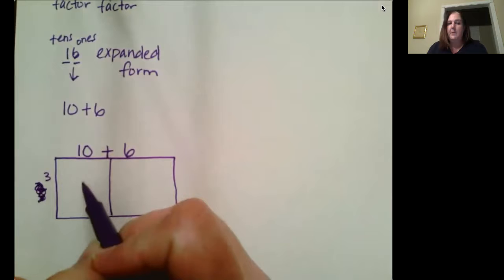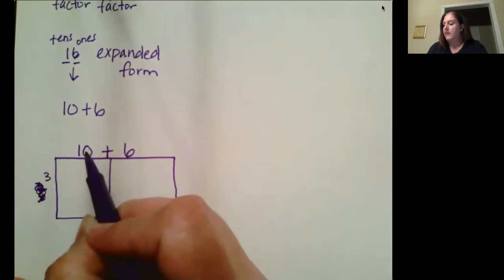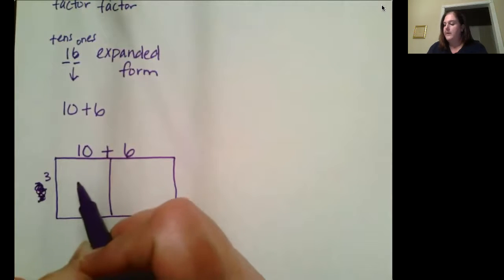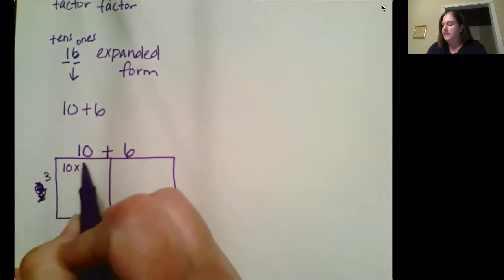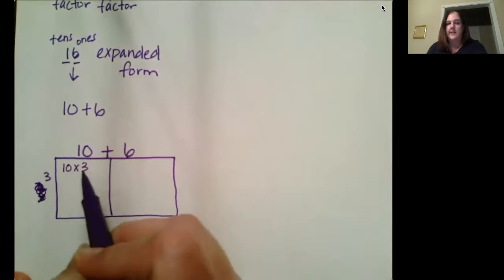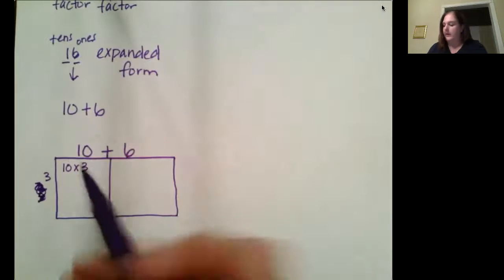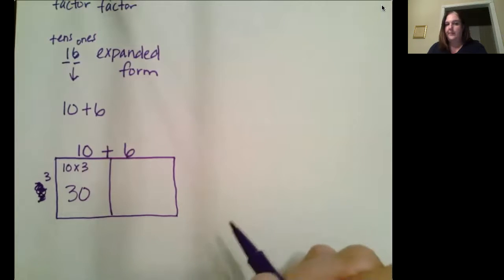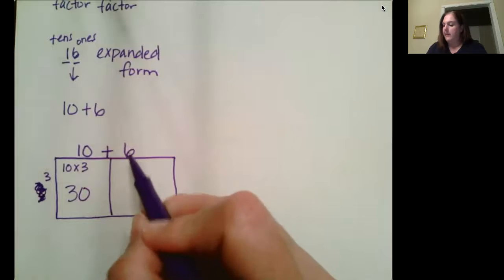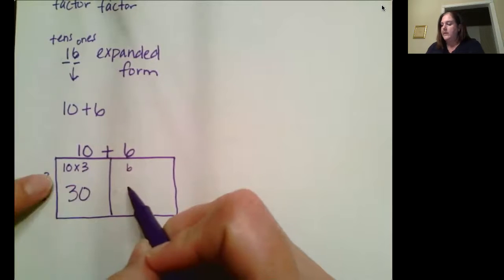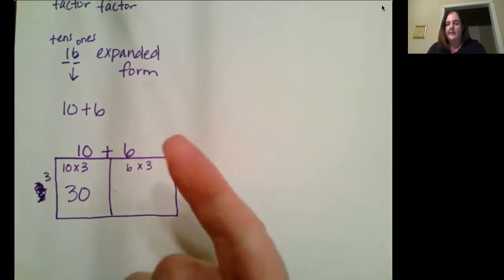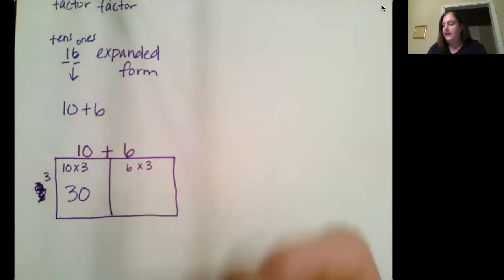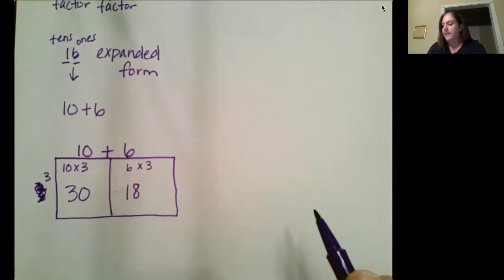To figure out what I multiply in each box, I multiply what's above it and what's to the side. For this box, where they meet, it's 10 times 3. So 10, 20, 30 is 30. For this box, what's above it is 6 and what's to the side of it is 3. So 6 times 3. Think of your 6's: 6, 12, 18. 6 times 3 is 18. That's our first step.